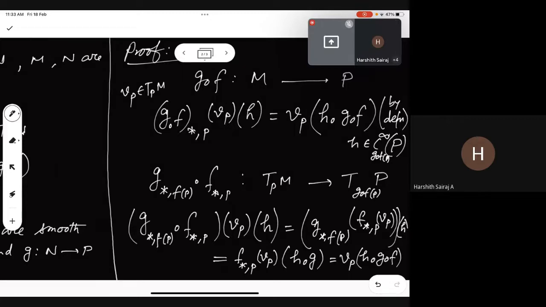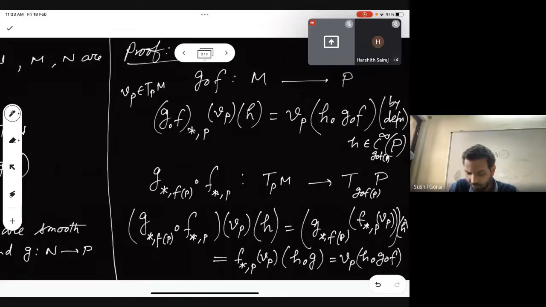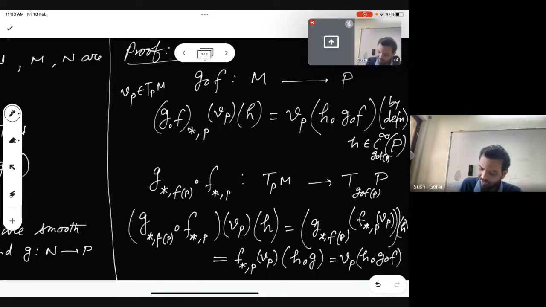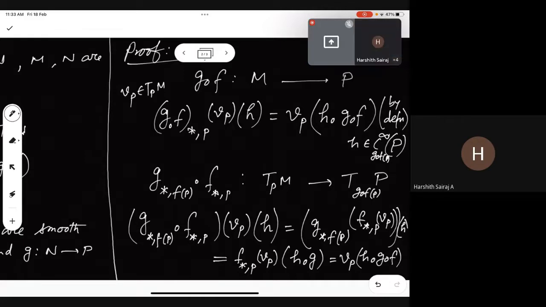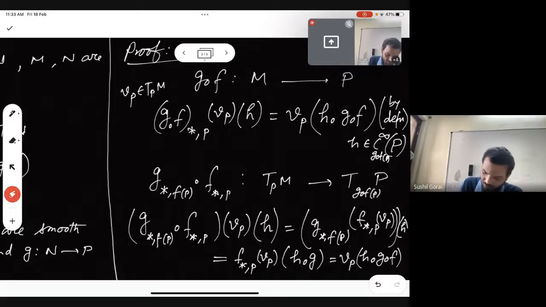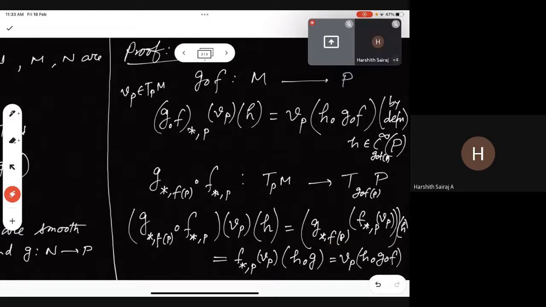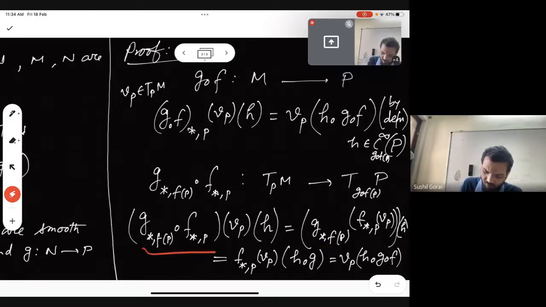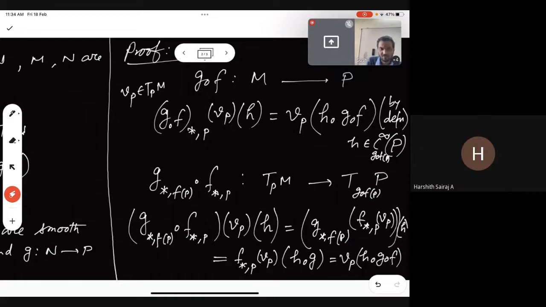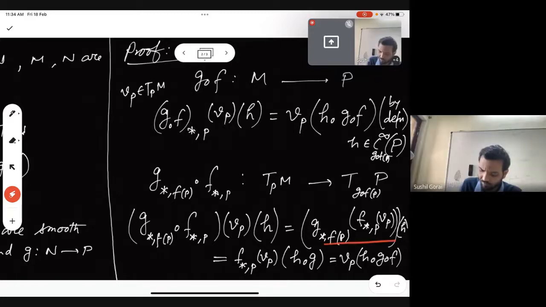Sir, can you explain how you applied G star on that inside part, in the second last line, the right side end? You mean this one? Yes, sir. How do you apply that? Oh, this is just a composition of two maps, right? That's what I wrote. No, sir. How do you apply that to the next step? Oh, from here to here. Yes, sir.